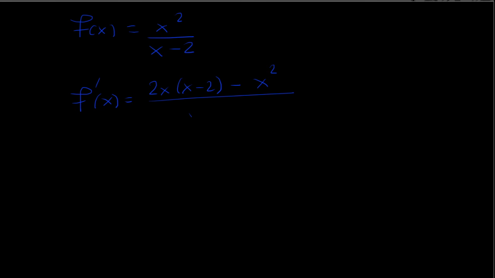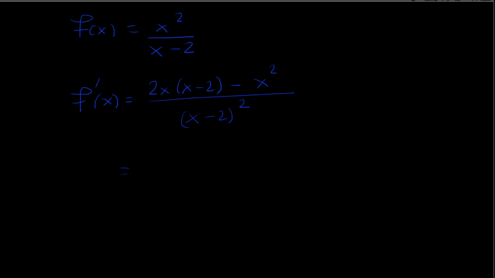Let's look at a similar problem. What if I have f of x equals x squared over x minus 2? I want to take the derivative. For this one, I'm going to use the quotient rule: the derivative of the top times the bottom minus the derivative of the bottom times the top, over the bottom squared.